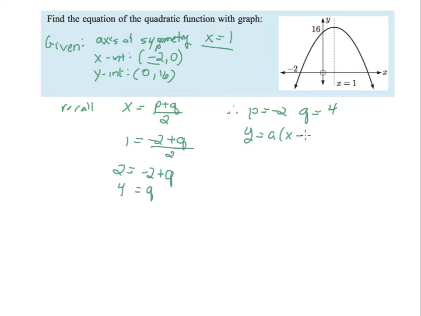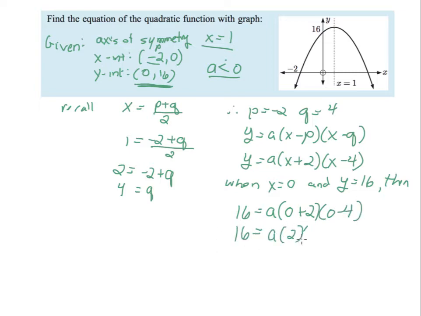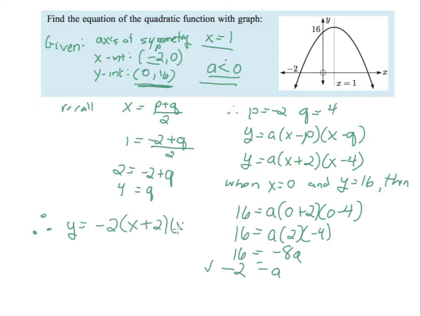So I'm going to rewrite my intercept form of the equation, replacing p with -2 and q with 4. Using my only point I haven't used yet, which is my y-intercept, I'm going to figure out a. So if x is 0 and y is 16, what would a be then? Well, 16 equals a times 2 times -4. Simplifying that down, I get a is equal to -2. Well, it is concave down, so a should be negative. Rewrite my equation in intercept form, and here's my final answer.